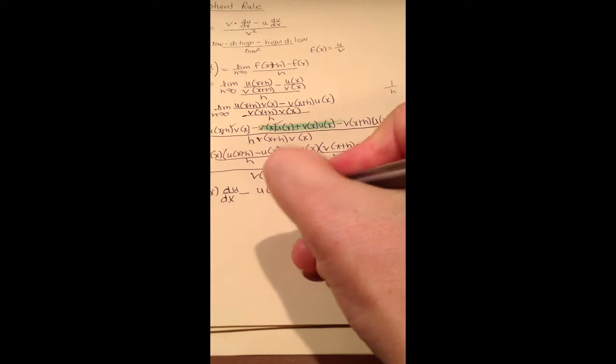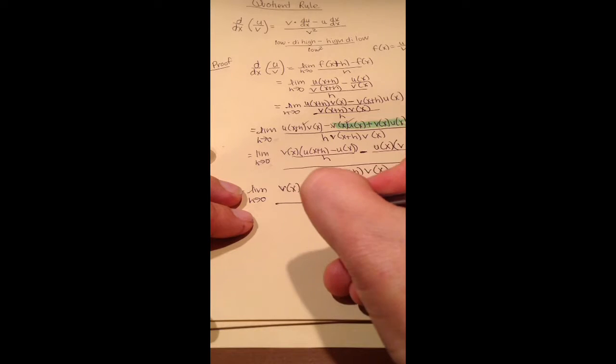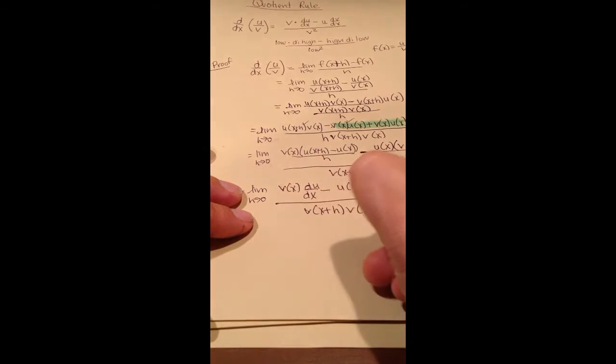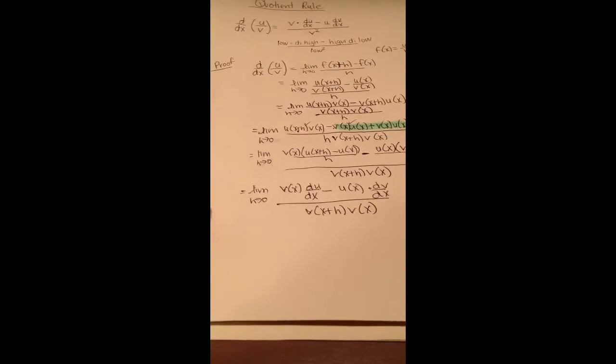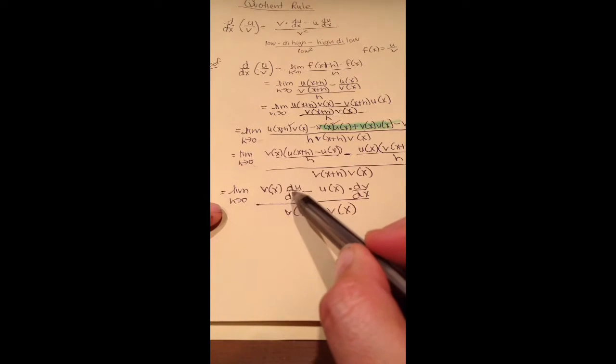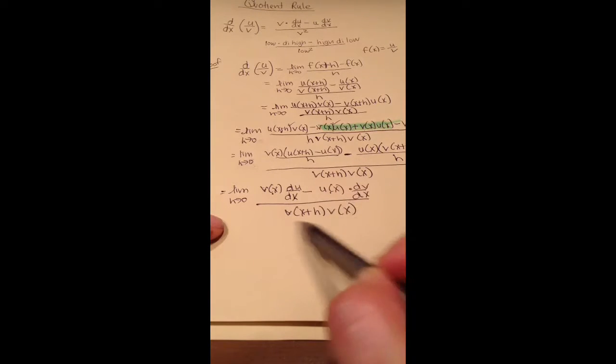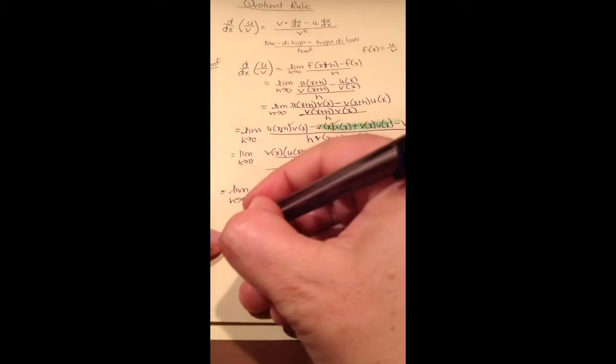of x. And now this is going to stay all over this denominator of v of x plus h times v of x. So the numerator is in good shape. I have the derivative of the bottom times the derivative of the top minus the top times the derivative of the bottom. This still needs to be cleaned up, so let's do a little substitution.